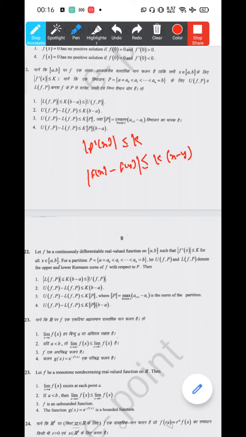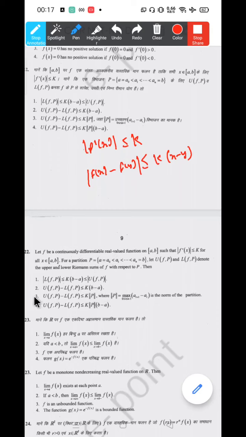L(f, P) will be less than or equal to k times, k times b minus a, or I think I should put in some value of k. If f dash of x equals k, then your function will be that. That is actually integrable, that is for sure.